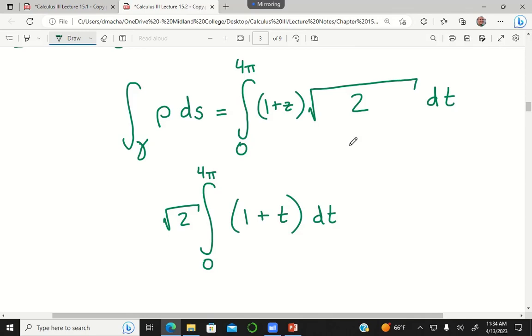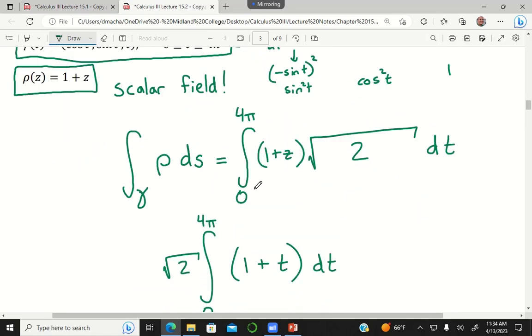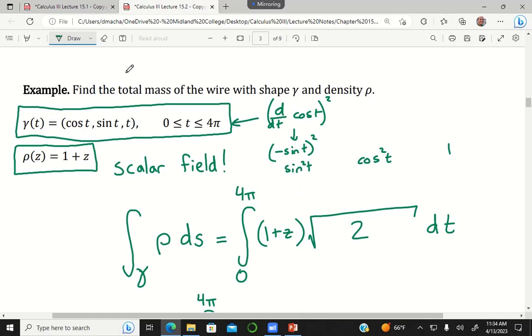Okay, and then this is hopefully pretty easy, and you see how you would evaluate that by taking the antiderivative and plugging in the bounds and so on. That would give you the total mass of a wire with this kind of shape. This is a helix shape, and a density of mass per unit length that changes based on where you are on the wire.